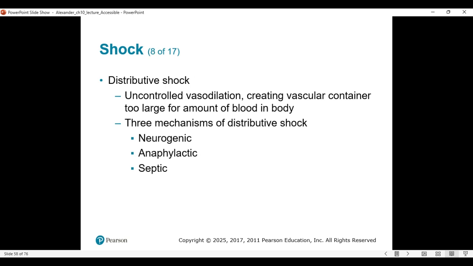The next category is disruptive shock. This would be the neurogenic, anaphylactic, and septic shock. During disruptive shock, it's uncontrolled vasodilation. That means the container will be too large for the amount of blood, so our blood pressure is going to tank.